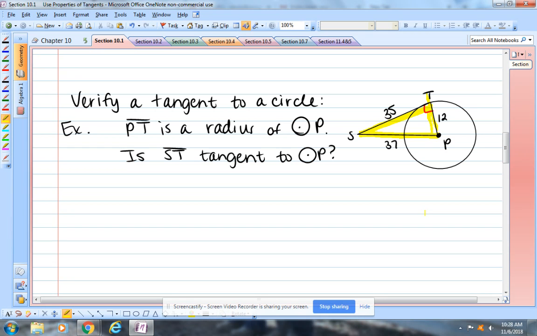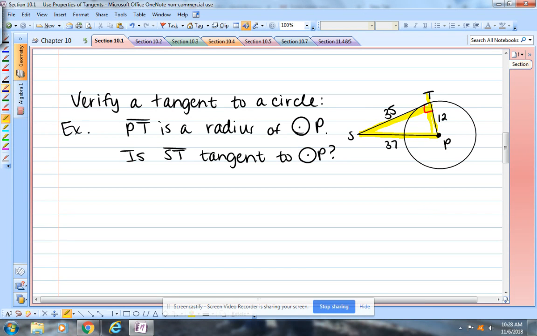If this is a right triangle, then the sum of the squares of the lengths of the legs of the right triangle is equal to the square of the hypotenuse, otherwise known as a squared plus b squared equals c squared, right? Yes. So which one would be the hypotenuse?